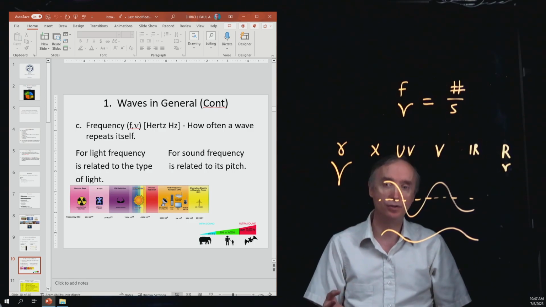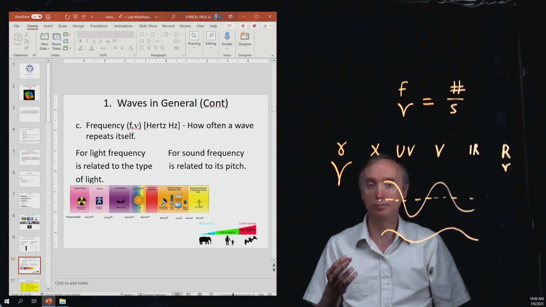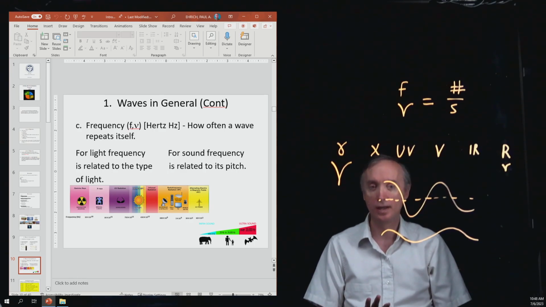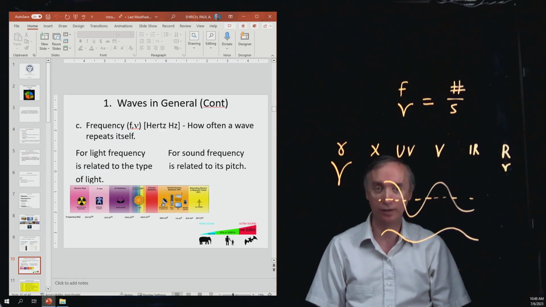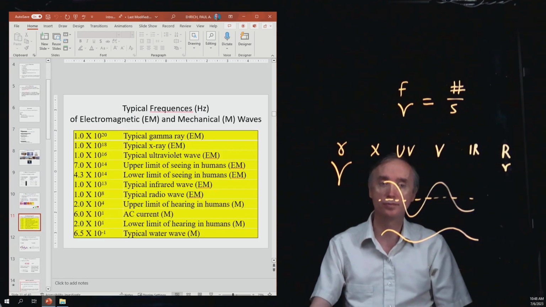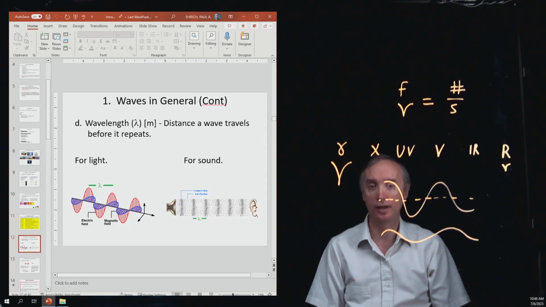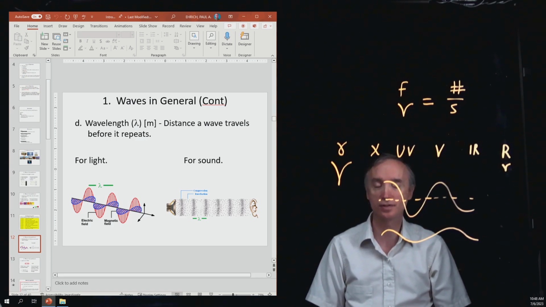You'll notice that I give you the frequencies for the different parts of the electromagnetic spectrum, but you don't need to know about that. Don't worry about any numbers. I also give you the frequencies that go with sound waves, but again, do not worry about that because I'm not interested in mechanical waves. I'm interested in light waves. Here again are some typical frequencies. All right, then you have wavelength. Wavelength is the distance the wave travels before it repeats itself.